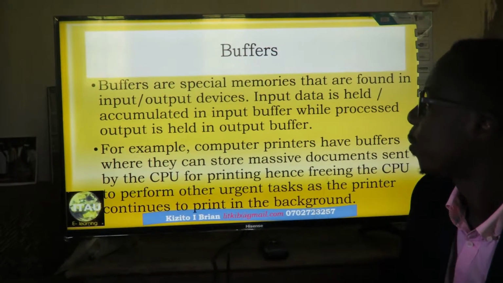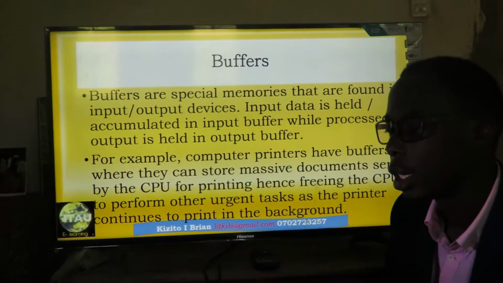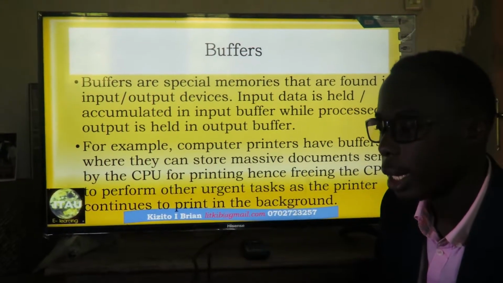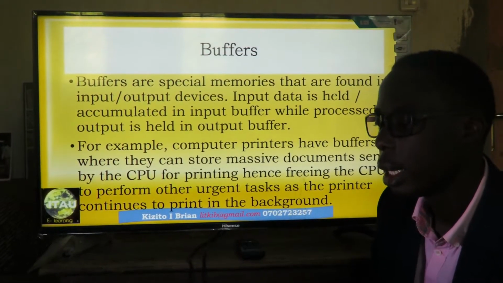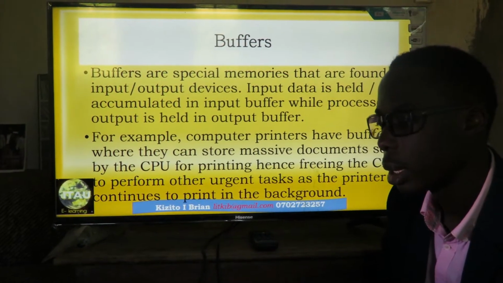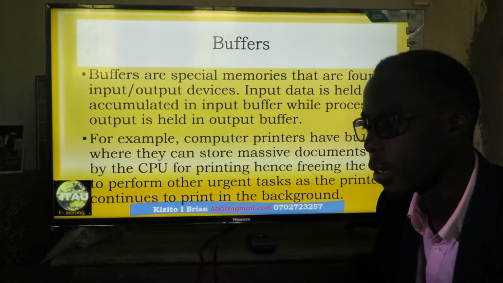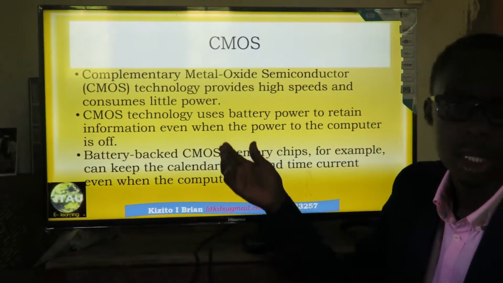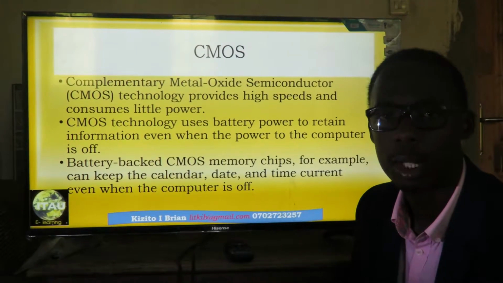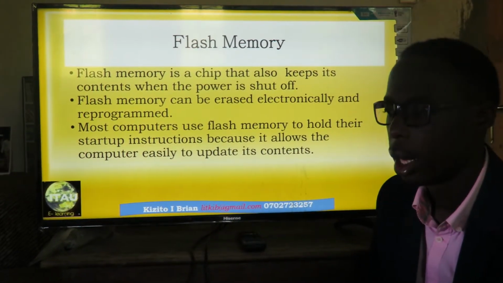We have some other types of memory, such as the buffer memory, that is found in input and output devices. Input data is held or accumulated in input buffers, while processed output is held in output buffers. The CMOS, this is a type of memory that holds data that is frequently accessed by the computer, such as system time and so on and so forth. The flash memory.